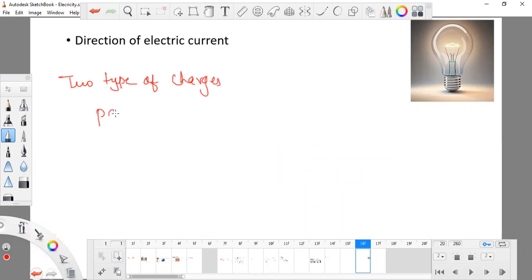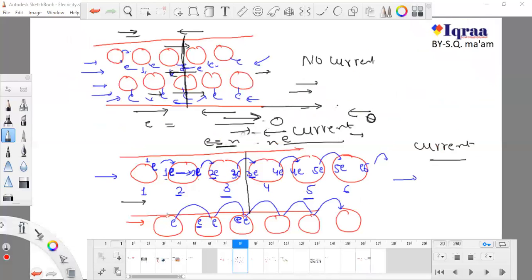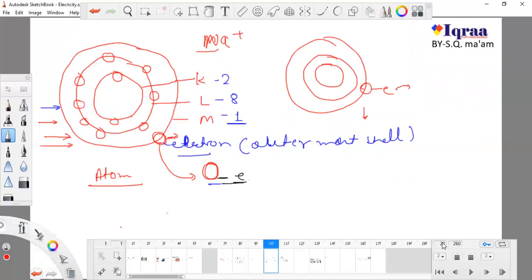One is positive charge and one is negative charge. Okay, so this is our atom and it has electrons. Only the outermost electron can conduct electricity. The other electrons present in the shells cannot conduct electricity because they cannot go outside.